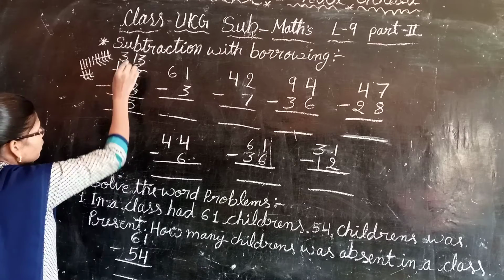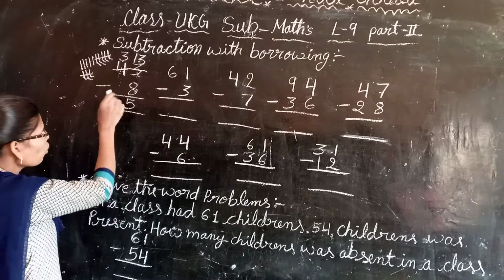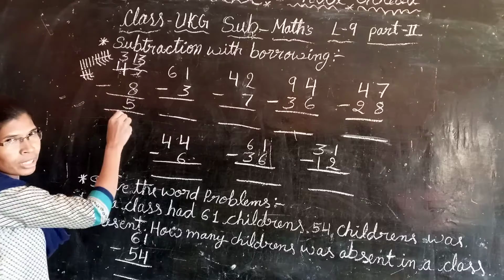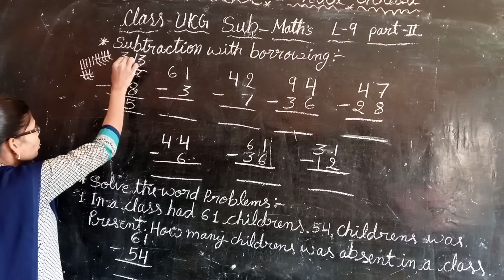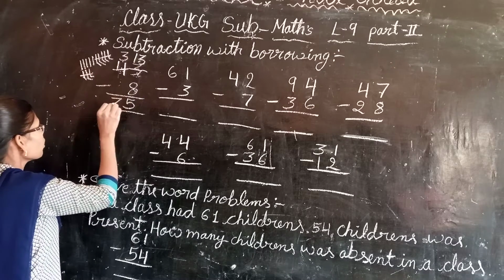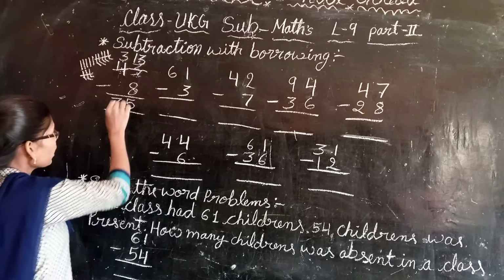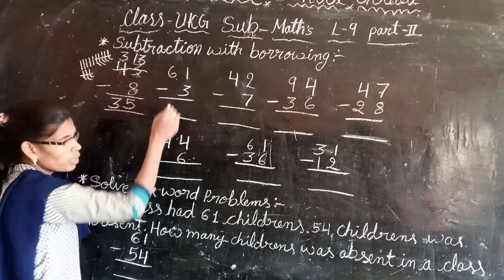And now look at the 3 below. If there is no number, which number will cut? No number can cut, so this 3 is alone. So we will write 3 here. So we get the answer 35. Now next we will see.